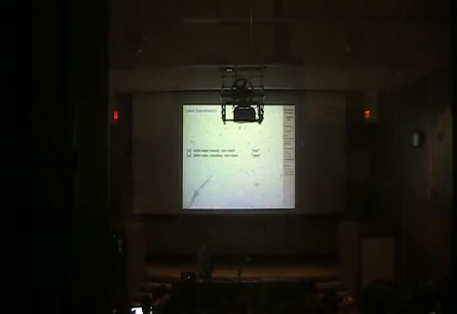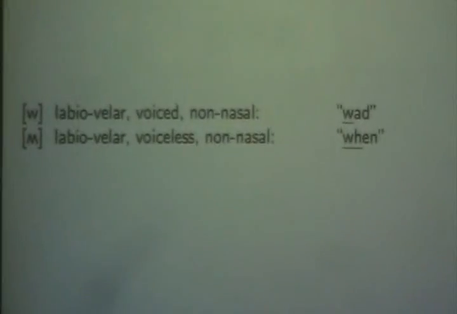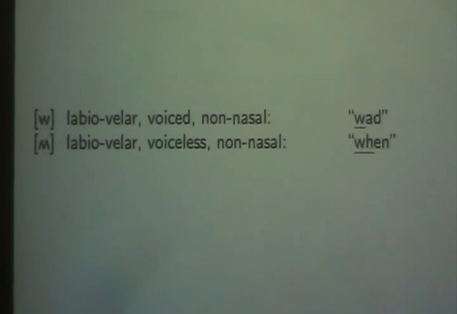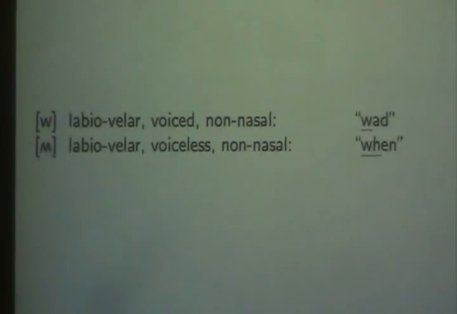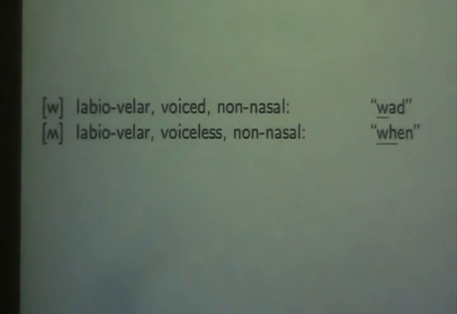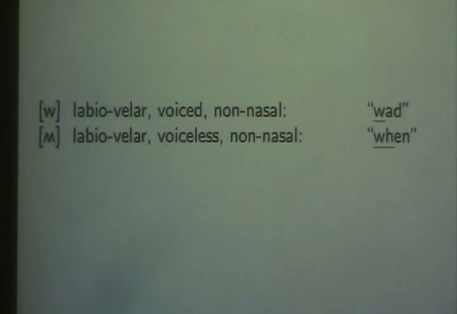The next two are sounds that are produced by bringing the two lips together like you were making a kiss. One of these is voiced, the other voiceless. They're called bilabial approximants. They are the sounds wa, wa, that's this one, and hua, hua, that's the upside down version.